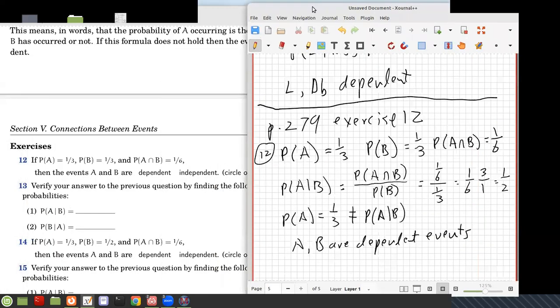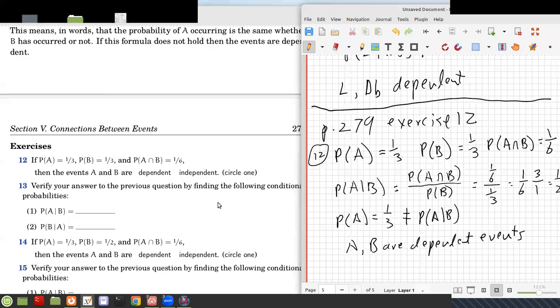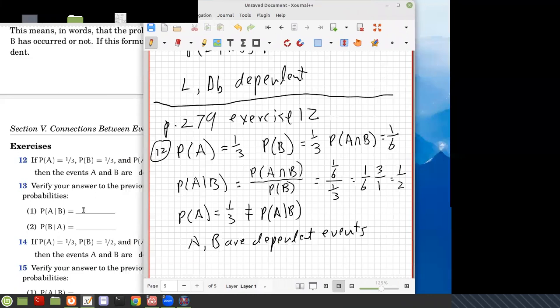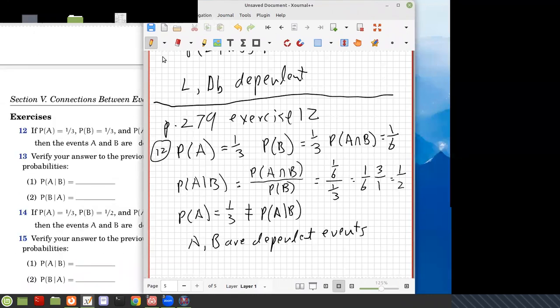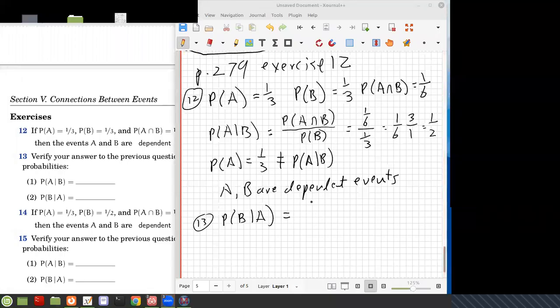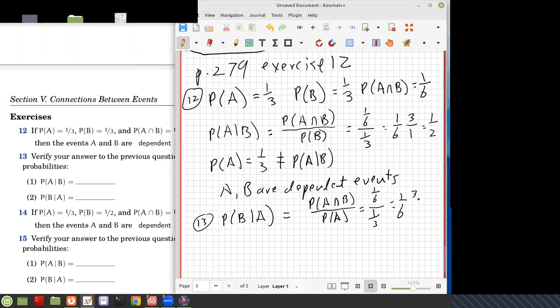which is to verify your answer to the previous question by finding the following conditional probabilities. So let's take a moment and do that. I'm going to pause the recording, and you should pause the recording too if you're listening to this. Okay, well, by the definition, this is going to be the probability that A intersection B occurs over the probability that A occurs, and that's 1/6 over 1/3, which equals 1/6 times 3 over 1, which equals 1/2.